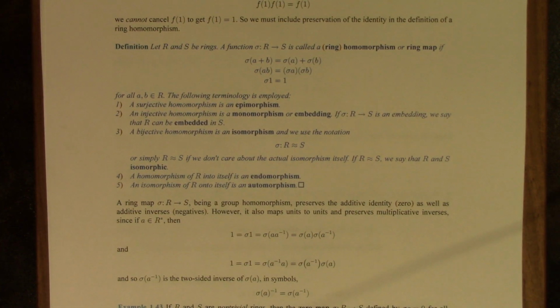And just as with vector spaces and groups, there's a whole slew of terminology here. Epimorphisms, monomorphisms, embeddings, isomorphisms, endomorphisms, automorphisms, and I'll let you read through all this. They have exactly the same meaning as they did in the other cases.